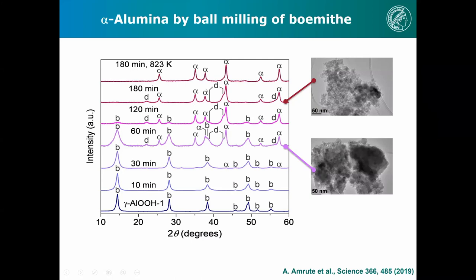There is a tiny bit of diaspore still in there. Since we didn't want to wait so long, we just heated gently and converted the rest of the diaspore to alpha alumina. This is what it looks like. So very tiny particles, 15 to 20 nanometer particle size, alpha alumina, which you normally have as big chunks.